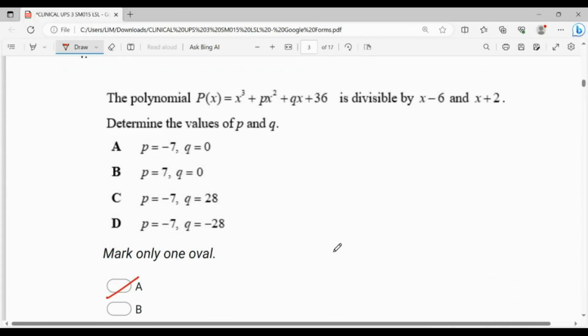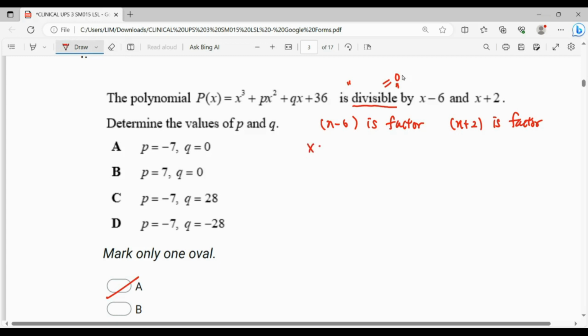Next, for this question, the polynomial is divisible by these two. When you say divisible, it means it will not have any remainder. So if the remainder is 0, it means that x minus 6 is one of its factors. So x plus 2 is also one of its factors because divisible means divide without any remainder. So the remainder equals 0, so this divisor becomes a factor.